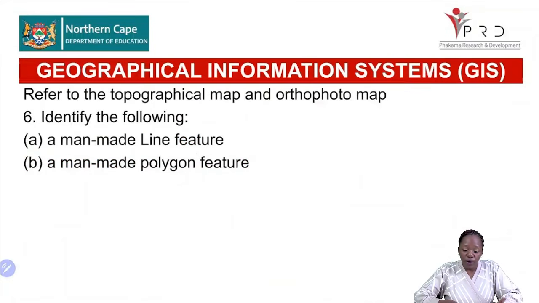Then we're looking at our question number 6. In our question number 6, it's saying identify the following. So we are referring at the topographical map as well as the orthophoto map. Number 6A, you need to identify the man-made feature, which is the line feature. Then B, we're looking at the man-made, which is the polygon feature. So you are given the man-made features, but now there are examples. You need to give the line feature as well as the polygon feature. What kind of a feature or what type are they? Man-made, which are the constructed feature.